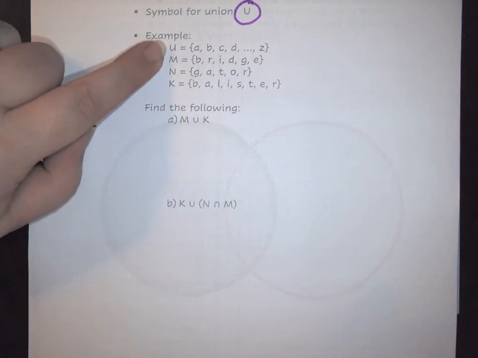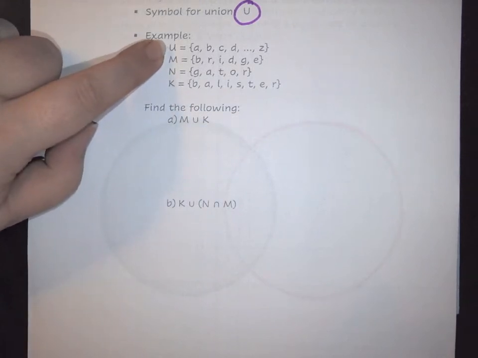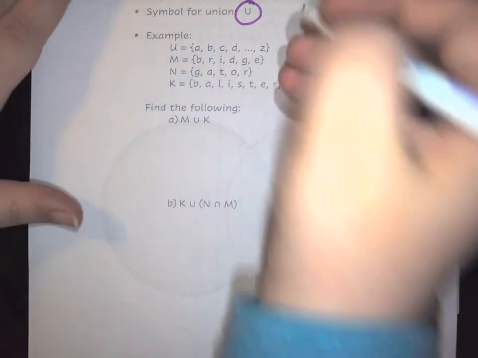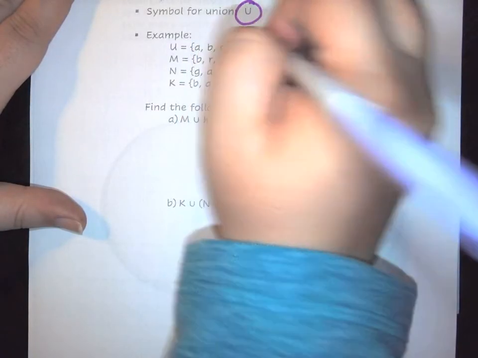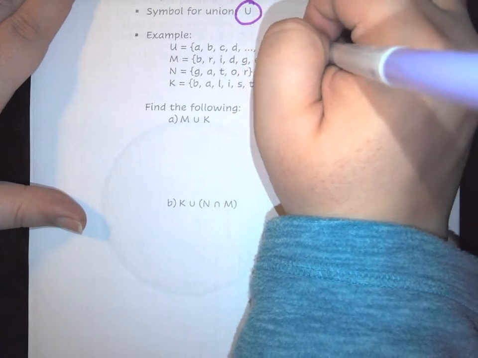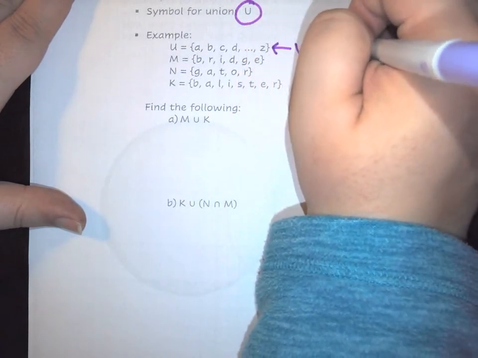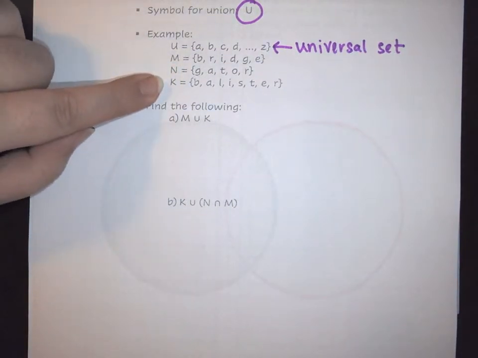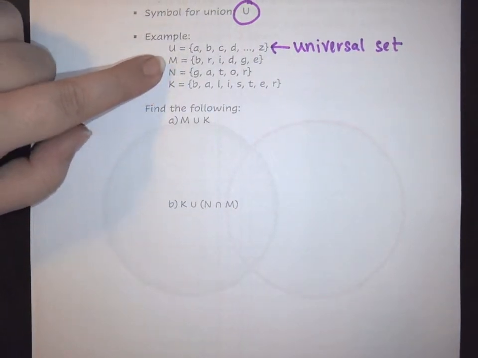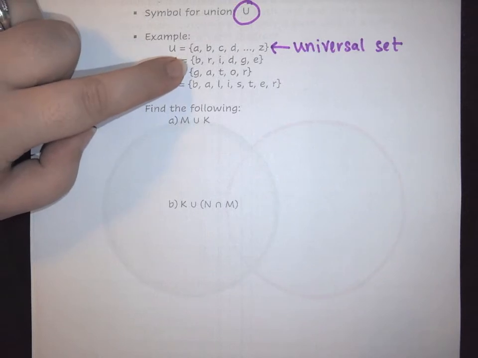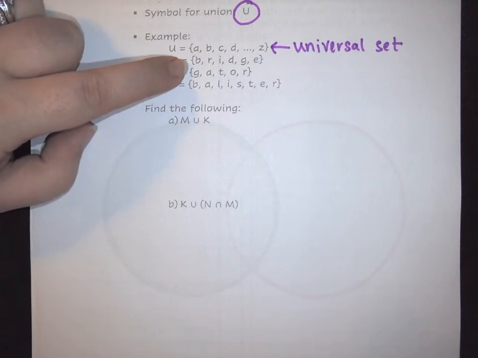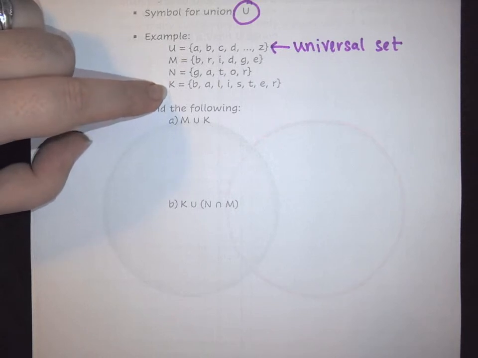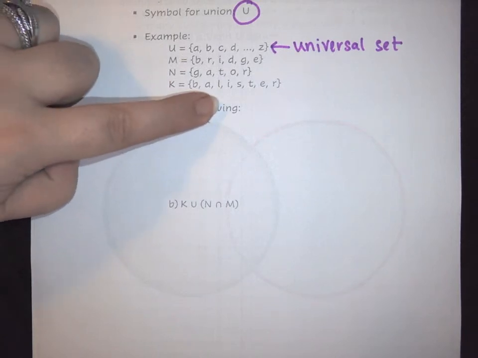Here I have U to be the alphabet, A through Z. So this would be kind of like your universal set. Out of that, we have 3 smaller sets, where M is the set bridge, B-R-I-D-G-E, N is the set gator, and K is the set ballister, B-A-L-I-S-T-E-R.